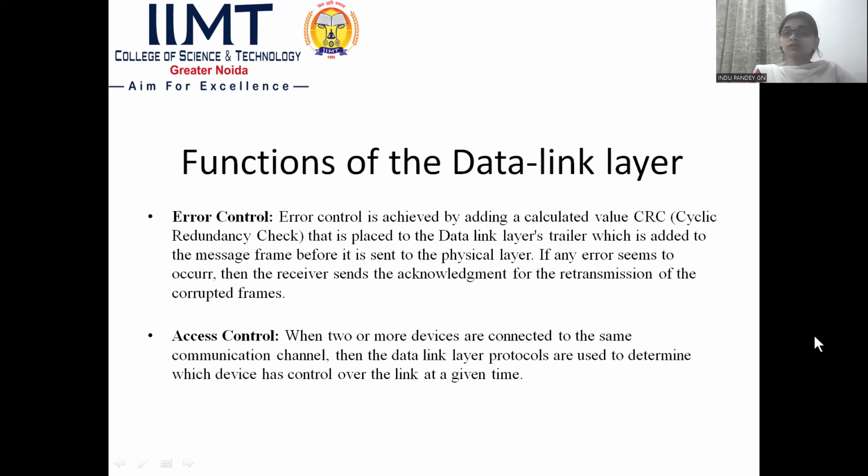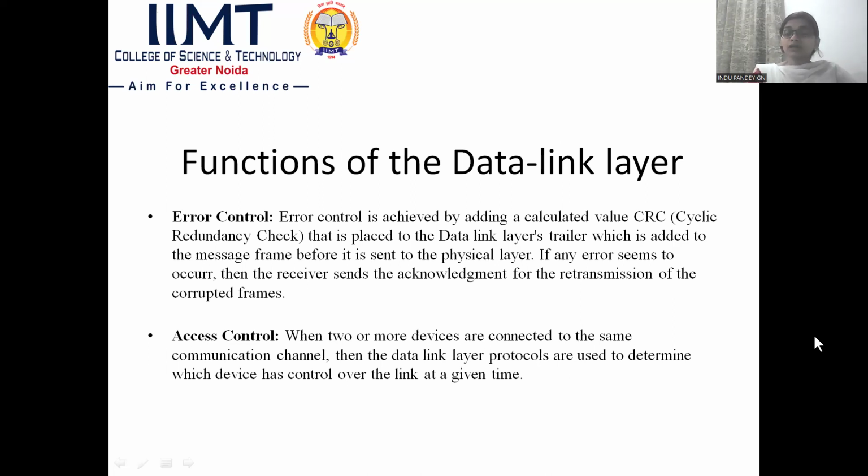The next important function of the data link layer is error control. Error control is achieved by adding a calculated value, that is CRC, cyclic redundancy check, which is placed in the data link layer's trailer, added to the message frame before it is sent to the physical layer. If any error occurs, then the receiver sends an acknowledgement for the retransmission of corrected frames.